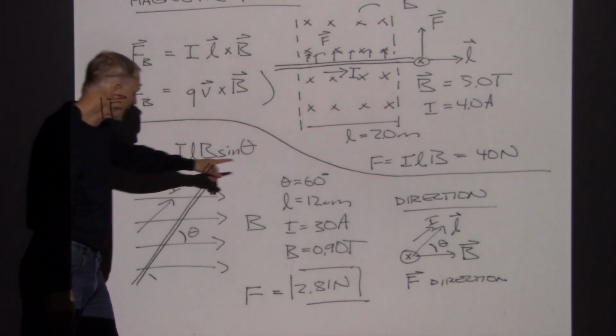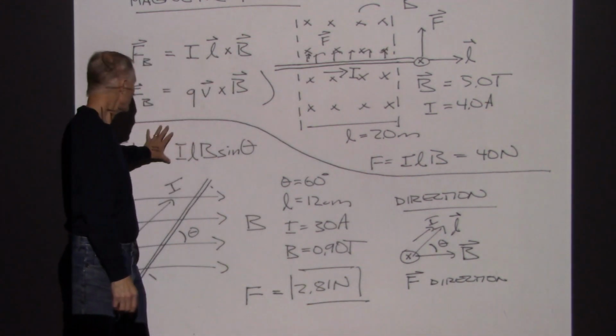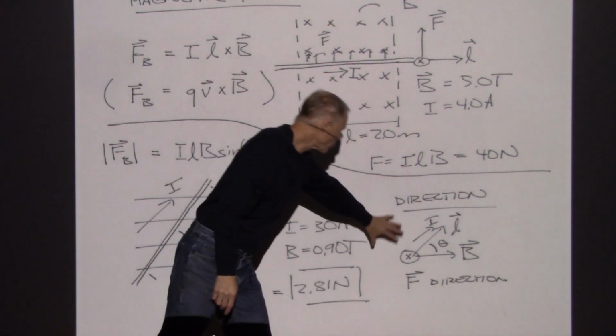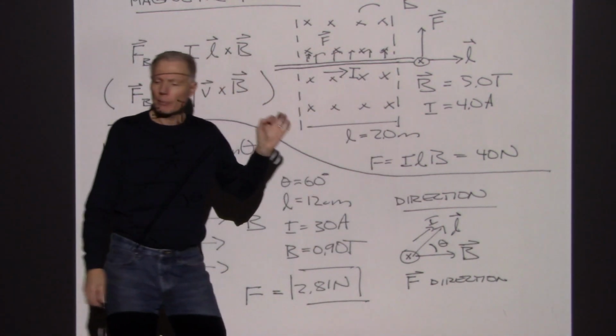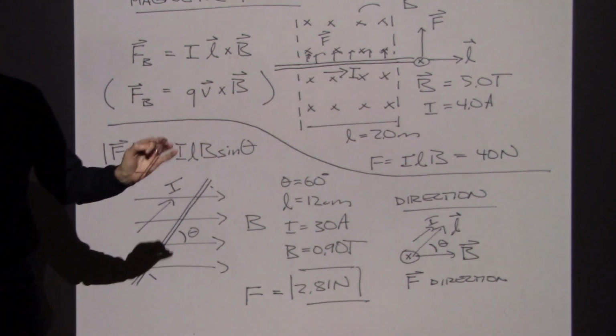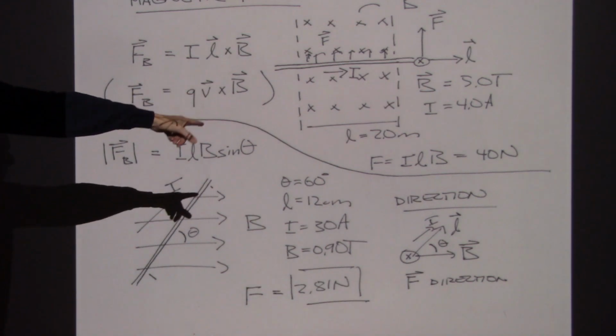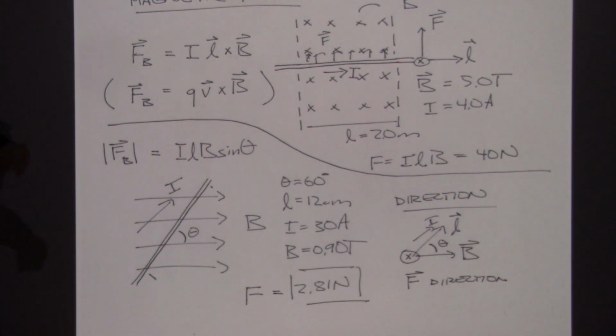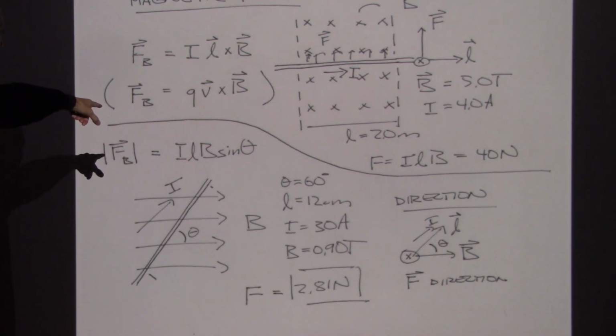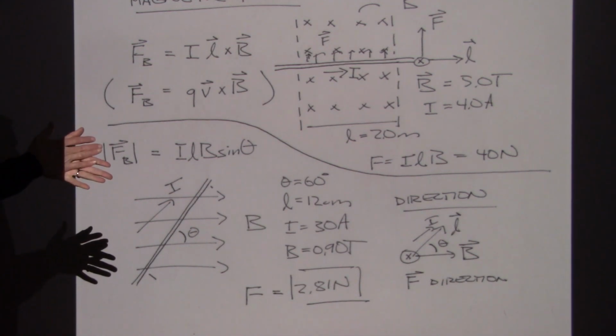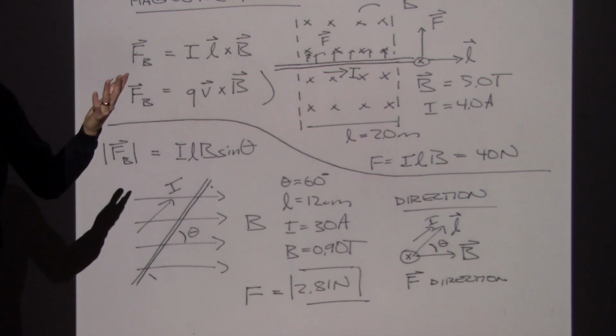So let's see. We got the force magnitude from here. We got the force direction from the cross product diagram. And that's typically how we do this. We get the direction from the cross product diagram, we get the magnitude from the magnitude formula, and then we put those two pieces of information together and we've answered the problem.